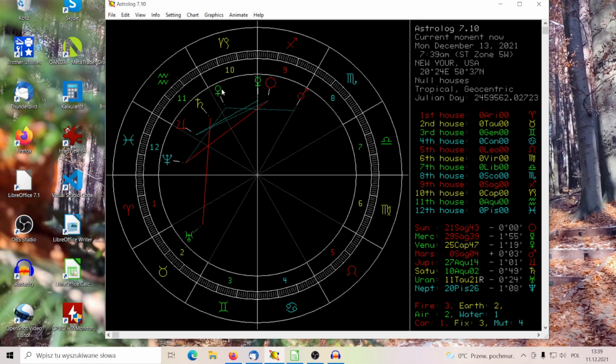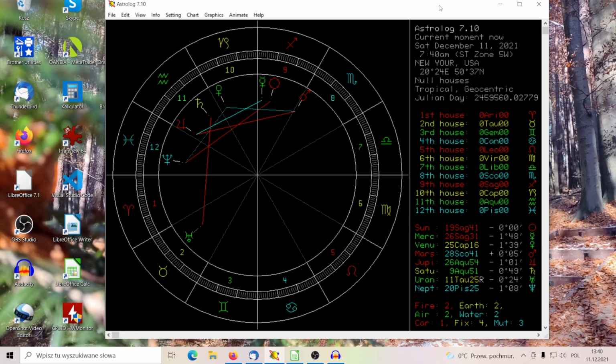Very often when fast-moving planets like Mercury, Venus and Mars, the Sun, which is considered as a planet in astrology, change the zodiac sign, some swings on the market, on different markets occur. Let's go back to today's date.